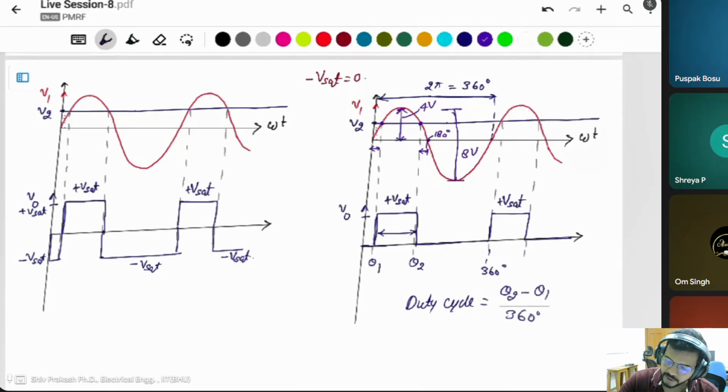The output voltage in one cycle: this is one cycle from here to here. This is 360 degree, because the sinusoidal signal's time period is 2 pi, which means 360 degree. In 360 degree, the output voltage is present only between theta 1 and theta 2. Then theta 2 minus theta 1 is the time where we will get the output voltage. That is the duty cycle.